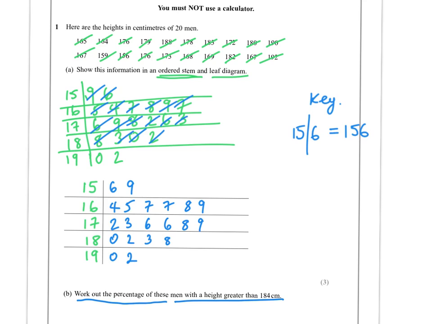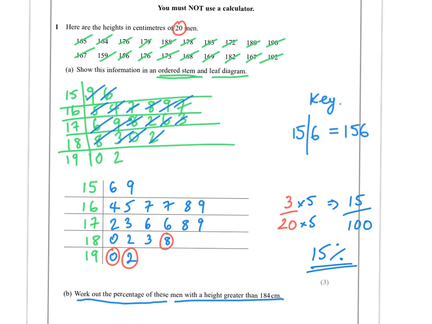So we can see 180, so greater than 184, so there'll be 1, 2, 3 men out of a total of 20. And then I suggest you can either times top and bottom by 100, and then halve to get 15 out of 100, or 15%, or you could start with 3 out of 20 again, and then times top and bottom by 5, which would give you 15 out of 100 straight away, which would be 15%, which would be the answer.